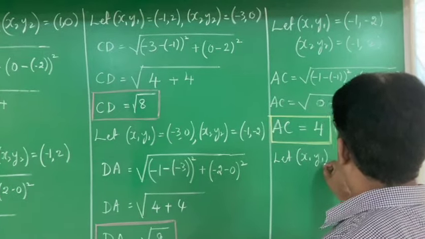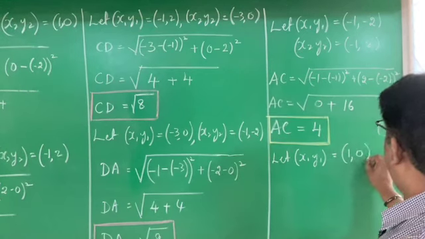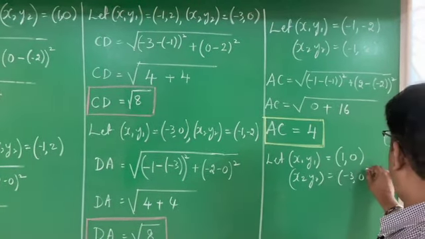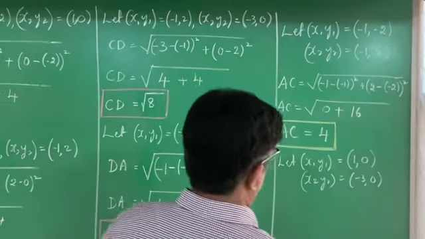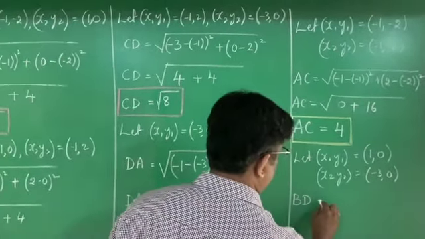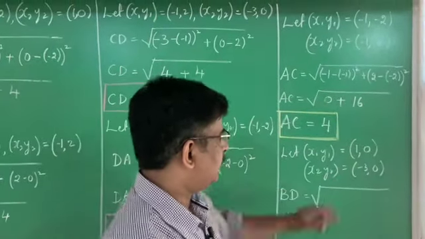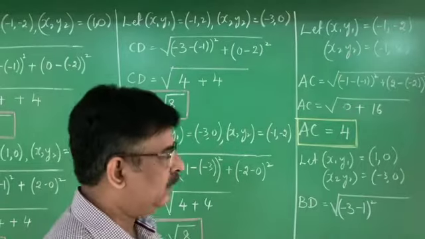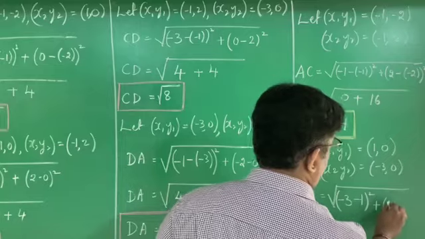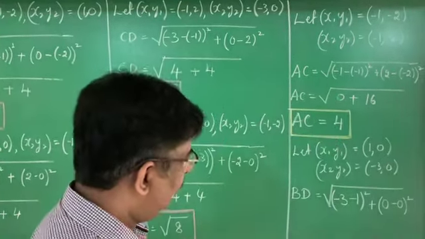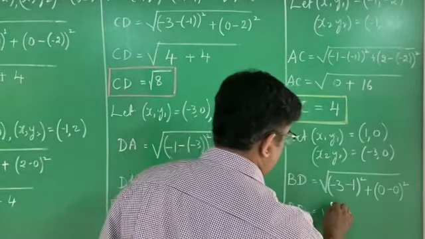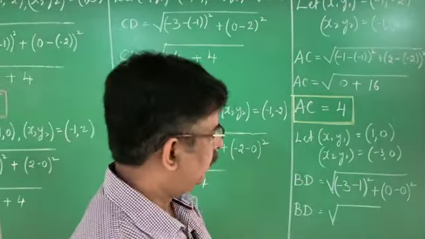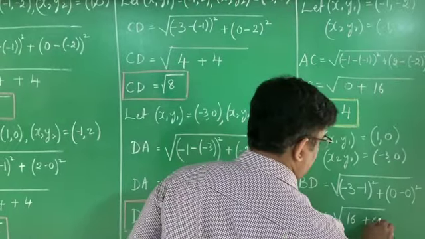Let x1, y1 be 1, 0 and x2, y2 be minus 3, 0. Now the length of BD, which is a diagonal, is the square root of (x2 minus x1) whole square, that is (minus 3 minus 1) whole square, plus the easy part, 0 minus 0, which is 0, right? Now BD is equal to, use your brain, minus 3 minus 1 is minus 4, minus 4 square is 16, 16 plus 0. How simple the mathematical skills are.